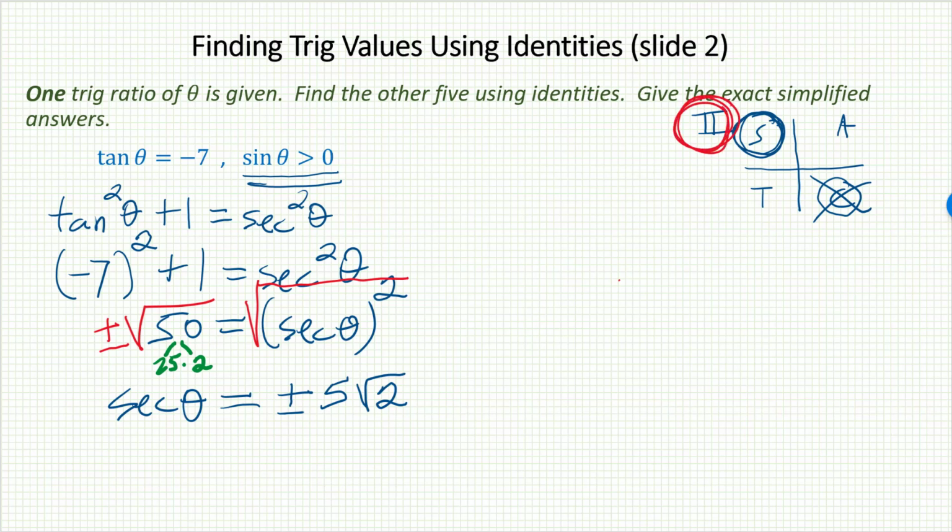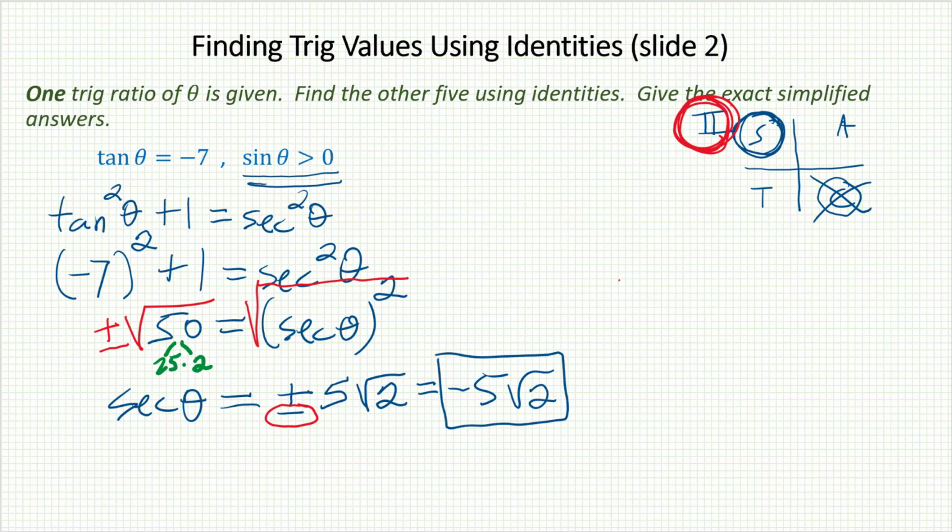We're in quadrant 2. Well, only sine and, of course, then cosecant are positive in quadrant 2. Secant goes with cosine. Cosine is negative in quadrant 2, so I will choose the negative. My final answer for secant theta is negative 5 square root of 2.